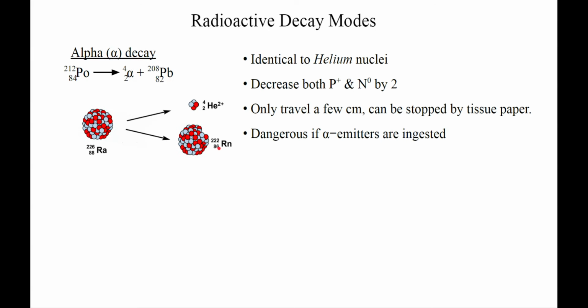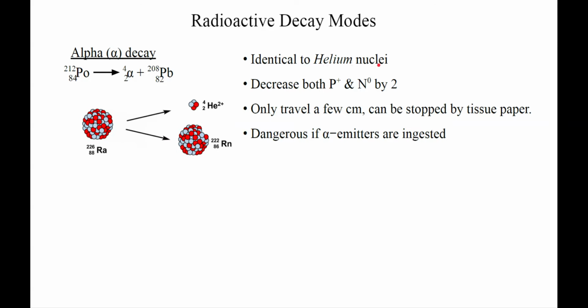Now, alpha was the first kind discovered, which is why it's starting with A, the Greek alpha. And here we see polonium emitting an alpha particle and becoming lead. Here is radium emitting an alpha particle and becoming radon. So in both cases, we're seeing the mass number go down by 4 and the charge go down by 2. These alpha particles are chemically equivalent to a helium nucleus.